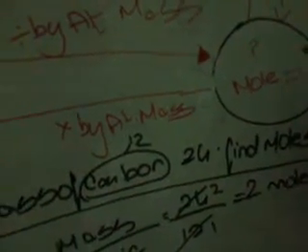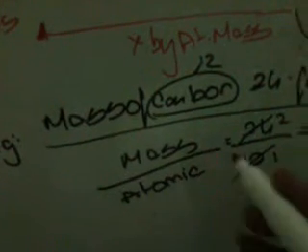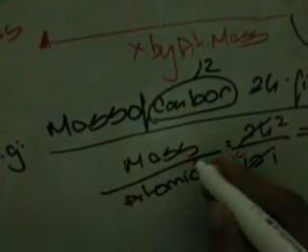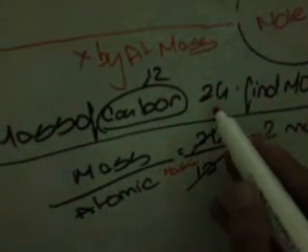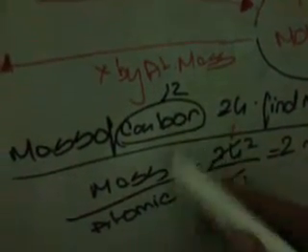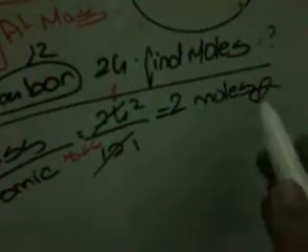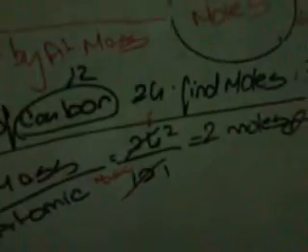The formula is mass divided by atomic mass. The mass is 24 that you have given, and the atomic mass of carbon is 12, then simply cut it down and the result is 2 moles. Answer. Okay, memorize this figure.